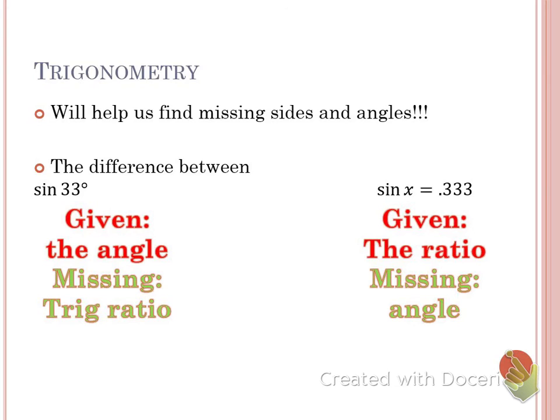It's at the bottom of your page. Just showing you the difference in the calculator work. You'll have to be able to do both on your test and know the difference because you're going to type in different things. So in this first one, go ahead and write that you are given an angle and you're missing a trig ratio.